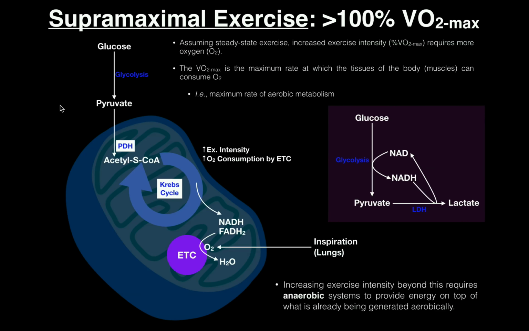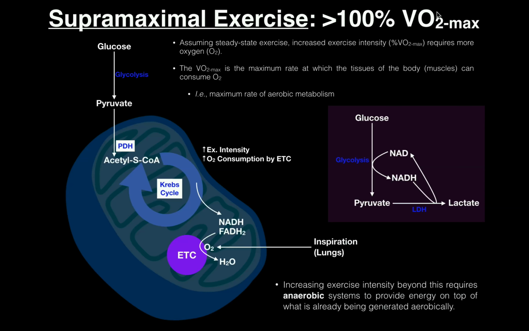In this video, we're going to be discussing the concept of supramaximal exercise. Now, first of all, supramaximal exercise is defined as exercise that's done at greater than 100% VO2 max. And that may not seem like it's possible, but it actually is, and it's an extraordinarily high intensity.